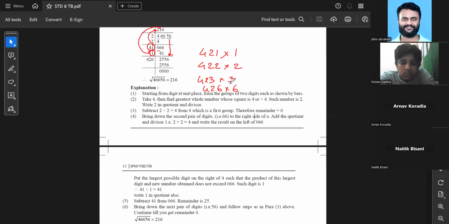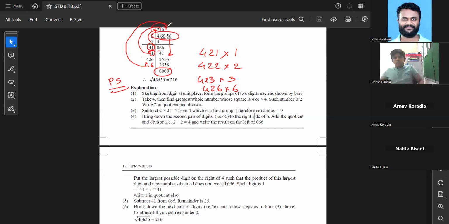Sorry. 2556. Yeah. When you check 426 multiplied by 6, you get 2556 and the remainder becomes 0. And this 6 will be your next quotient. So if your remainder is 0, which means it's a perfect square. अगर ये perfect square नहीं होता तो आपका remainder non-zero number होता था. Since your remainder is 0, you can be assured that this number is a perfect square.